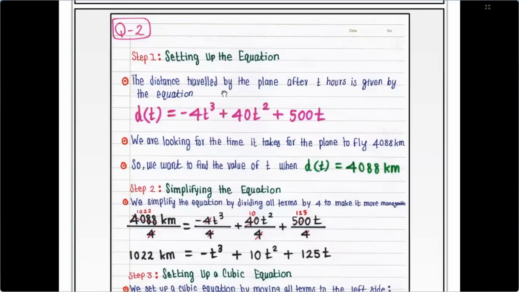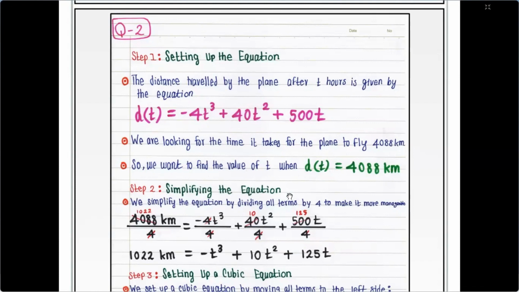Step 1, setting up the equation. The distance traveled by the plane after t hours is given by the equation d(t) equals minus 4t cubed plus 40t squared plus 500t. We are looking for the time it takes for the plane to fly 4,088 kilometers. So we want to find the value of t when d(t) equals 4,088 kilometers.